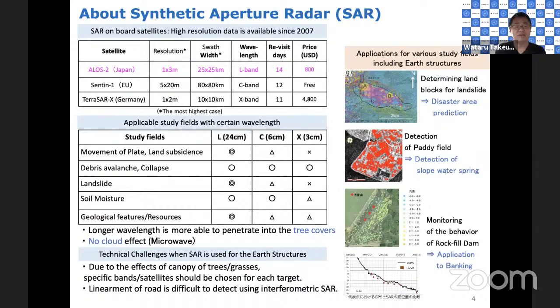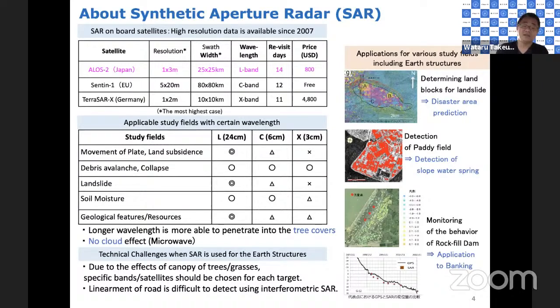If we look at European countries, Sentinel-1A and 1B, two satellites, have been fully operational since 2014. All Sentinel-1A and 1B data are free of charge and carry C-band. TerraSAR-X and other X-band satellite SAR data are also available, but mostly on a commercial basis. The middle table shows the L-band satellite is mostly used for forested and vegetated areas, as it has longer penetration into the land surface. A lot of research has found L-band very suitable for movement of plates, land subsidence, and landslides.